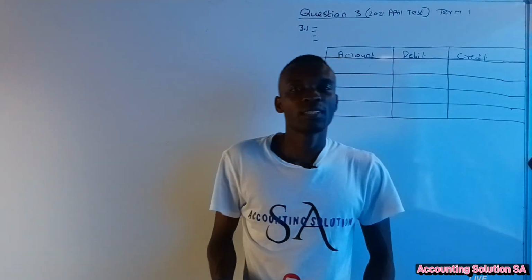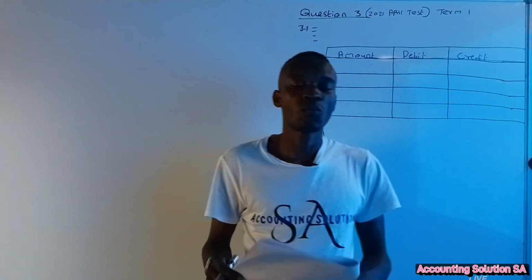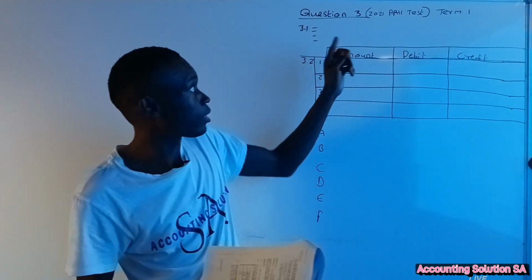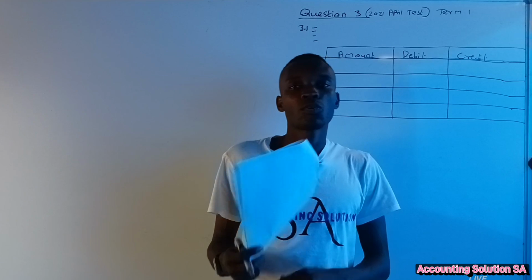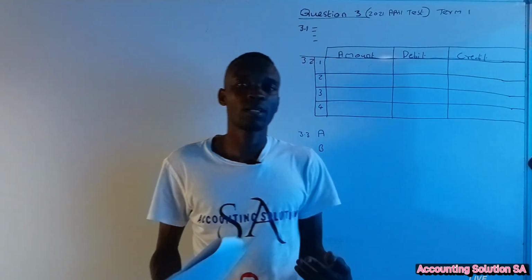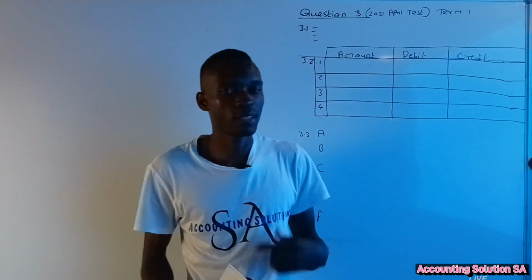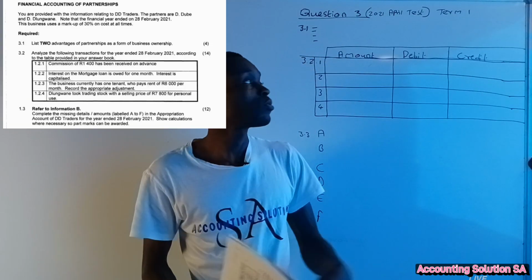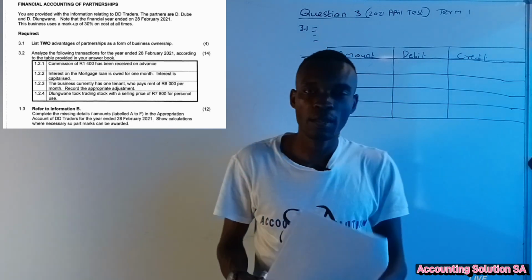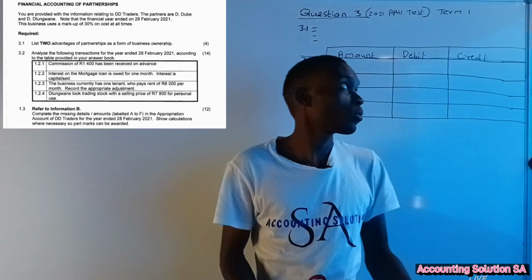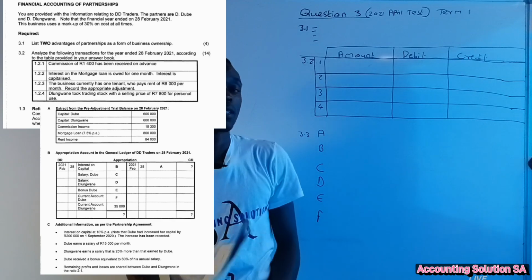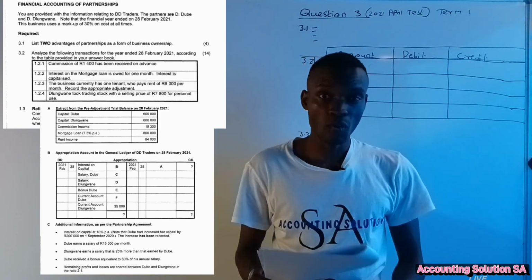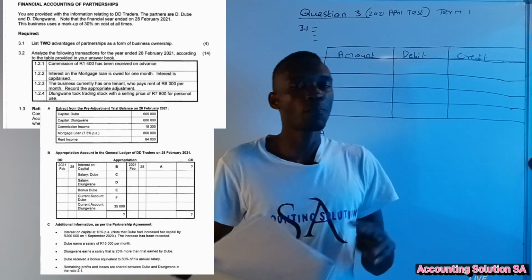Hi grade 11 students. In this video we are going to do question 3 from the question paper that was written in April 2021. Normally this is term 1, and in other years you will find that this test is written around March. Remember, during 2021 and 2020 we had a COVID-19 problem, so that's the reason why this test was written around April. In this video we are going to do only question 3.